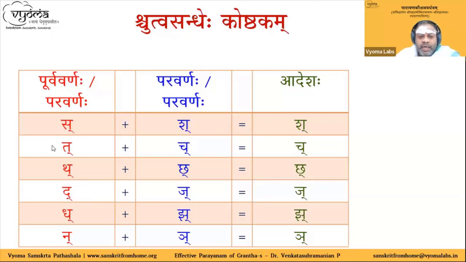Now, suppose let us take another letter Ta, Tu. This Tu plus Sha will give Cha. Tu will always be replaced by Cha. Tu plus Cha will give Cha. Tu plus Sha will give Cha. Tu plus Ja will give Cha. So Takara Sthani will be replaced by Chakara. Any of the right hand side letters can be joined.